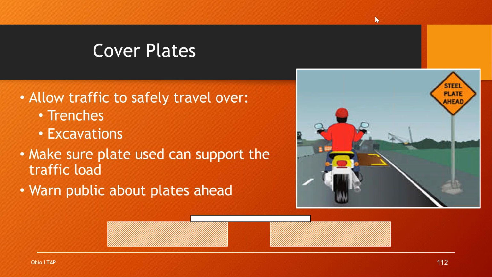When we're using these steel cover plates, it's important that we warn the public that they're about to hit the steel plate. When I was working at the city of Columbus, we had our own standard. Remember I talked about local standards, but our local standard was to put a sign in advance that says steel plate ahead. And then we would also put a lip of asphalt around the steel plate to help them get over it, to lessen the bump of that plate as well.